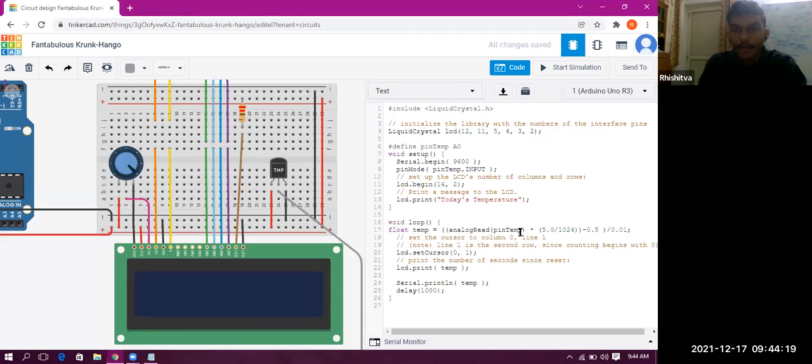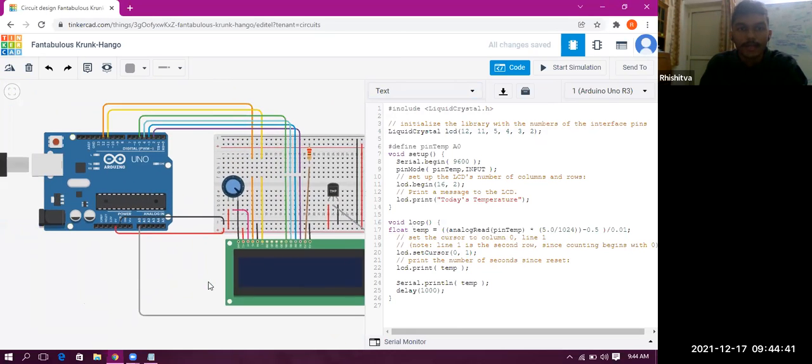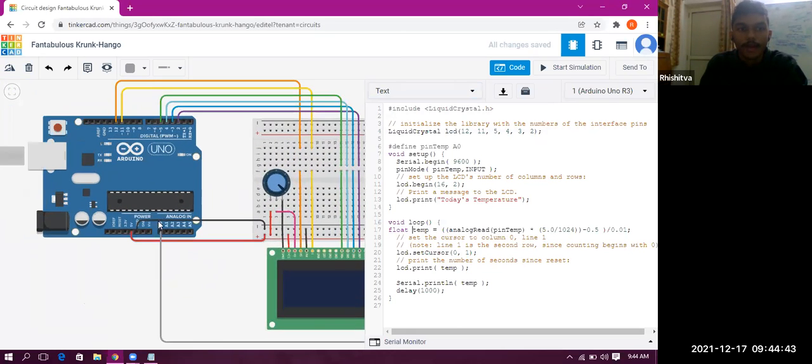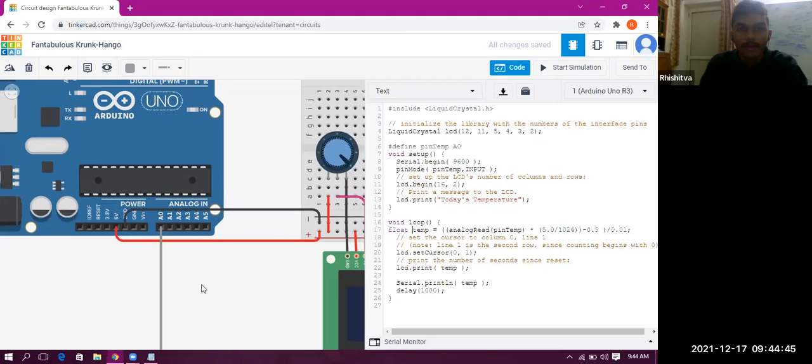So float temperature equals analogRead(pin temp) times 5.0 divided by 1024. This is a basic calculation that we are doing. We are giving an input of 5 volts and grounding the other end. So this 5 volts has to be converted into a variable reading, right? That is why we have divided it into 1024 parts, so that we get an analog reading here in the Arduino.